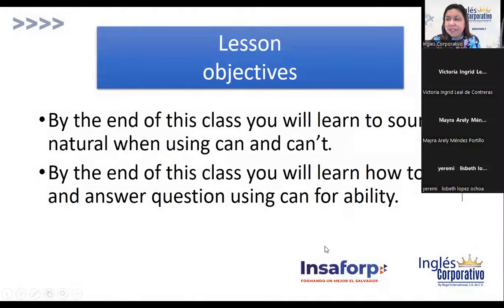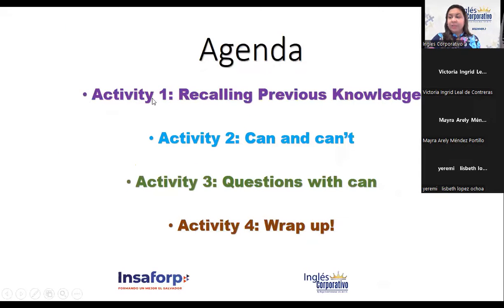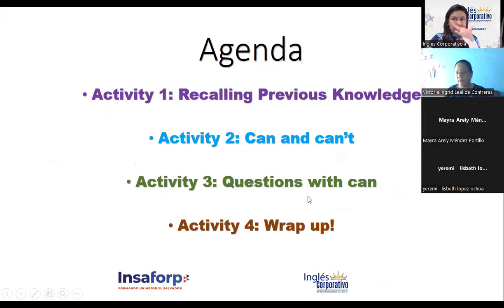The objectives are two. One, by the end of this class, you will learn to sound natural when using can and can't. By the end of this class, you will learn how to ask and answer questions using can for ability. In activity one, we have recalling previous knowledge. Activity two, can and can't. Activity three, questions with can. And activity four, the wrap up, okay?